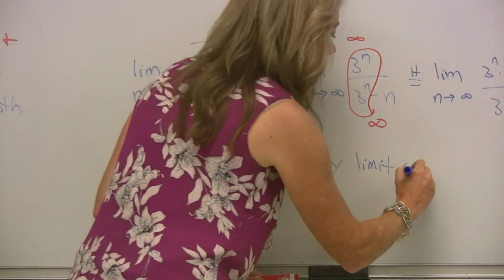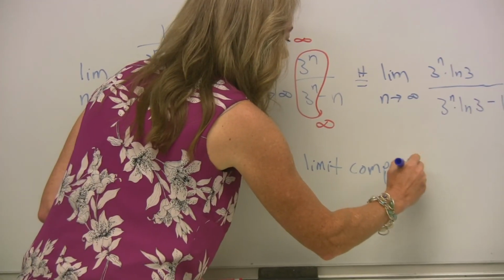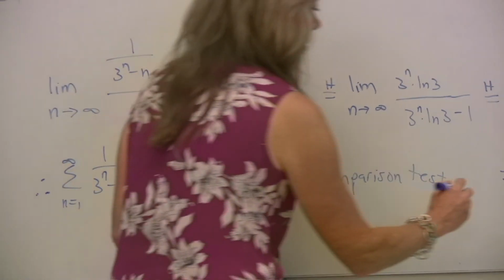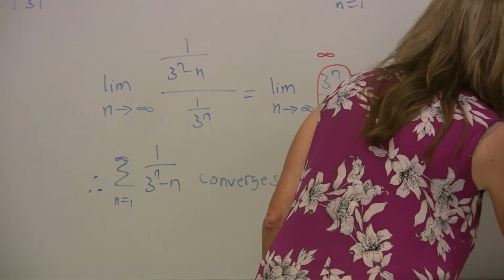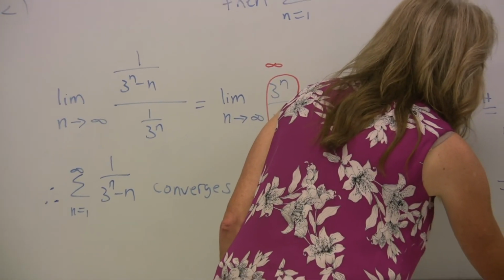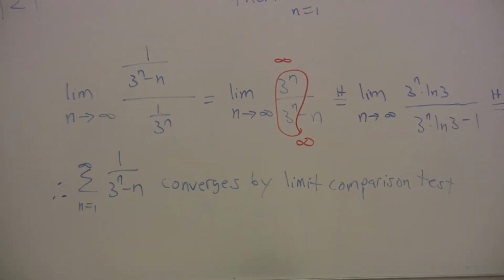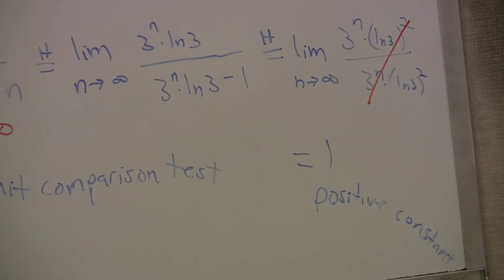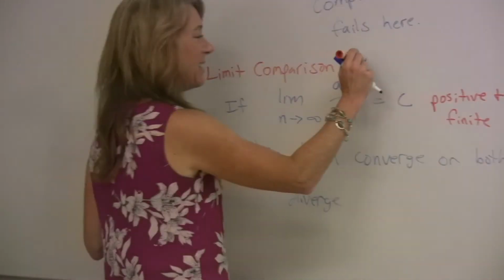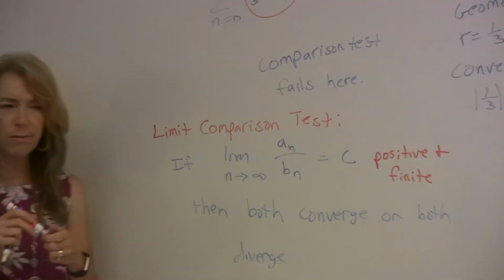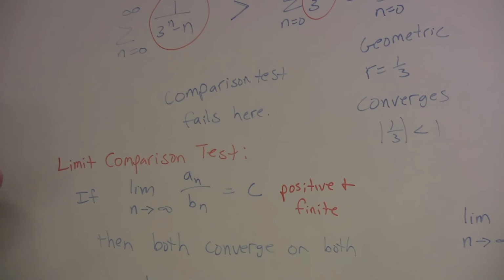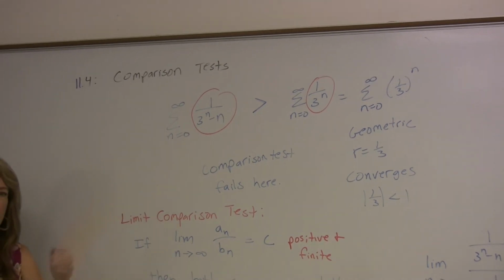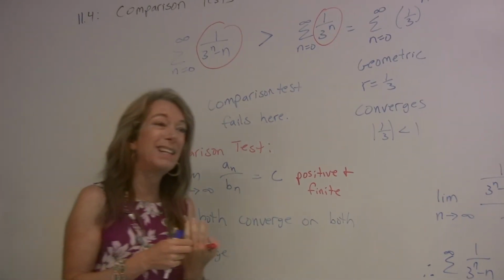Limit comparison test. Let me write that on the board over here by the description of it. Positive constant. This was the limit comparison test. Now, a lot of people don't like it because it's messy, you've got fractions inside of fractions when we do it. But it's actually much easier than the comparison test a lot of times because you don't have to worry about greater than or less than. You just need to make sure you're comparing it to something that is similar.